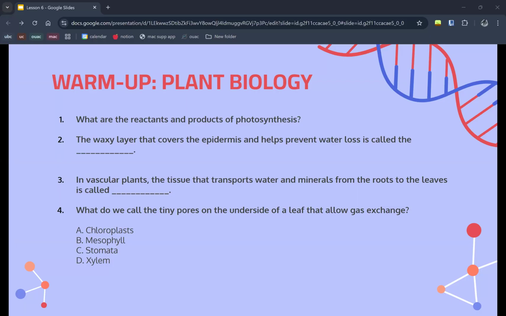So for the first question, what are the reactants and products of photosynthesis? Our main reactants are carbon dioxide and water, and our products are glucose and oxygen. Number two, the waxy layer that covers the epidermis and helps prevent water loss is called the cuticle. In vascular plants, the tissue that transports water and minerals from the roots to the leaves is called the xylem. And for the multiple choice, what do we call the tiny pores on the underside of a leaf that allow gas exchange? The answer is C, the stomata.